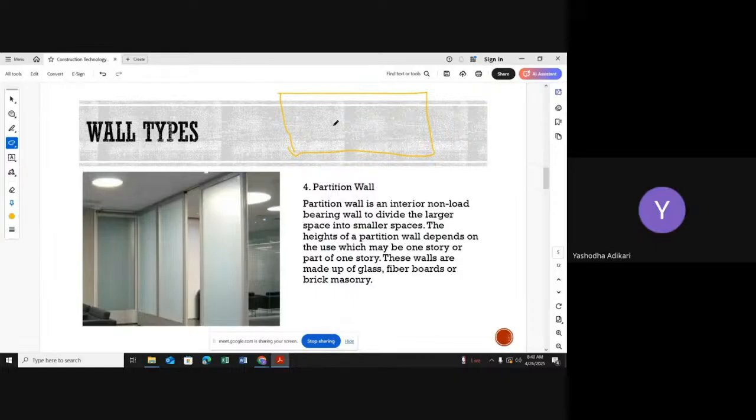Right? Because imagine in the first 2 years you rent out this building for a bank.